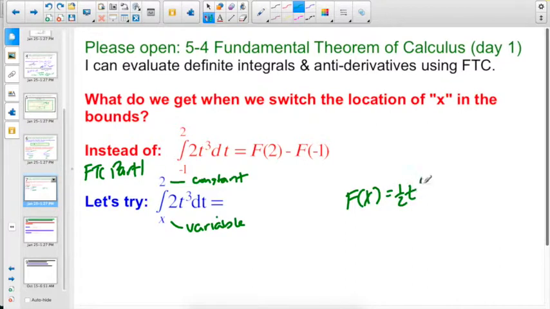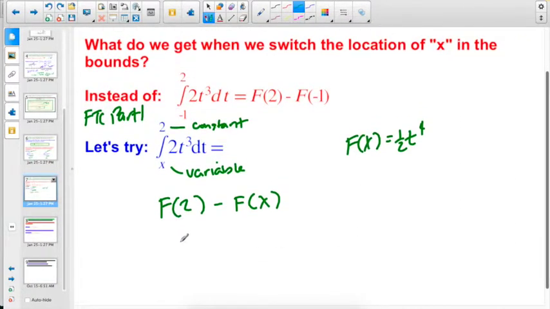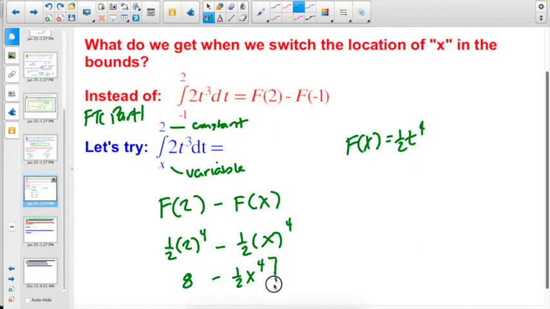1/2 t to the 4th. And so we're going to evaluate that antiderivative at 2 minus the value of the antiderivative at x. When we evaluate that, we have 1/2 times 2 to the 4th power, evaluating the antiderivative at 2. And then evaluating the antiderivative at x gives us this. So this ends up being 8, and this ends up being the function 1/2 x to the 4th.